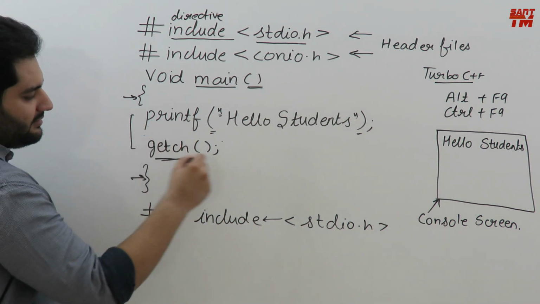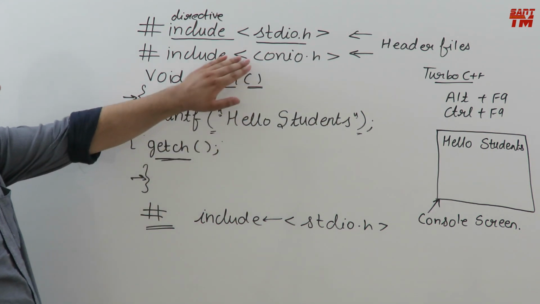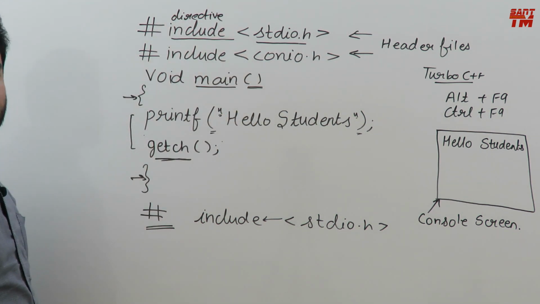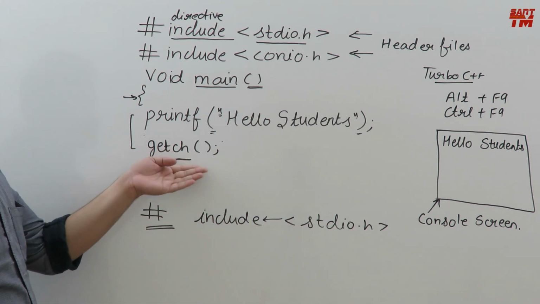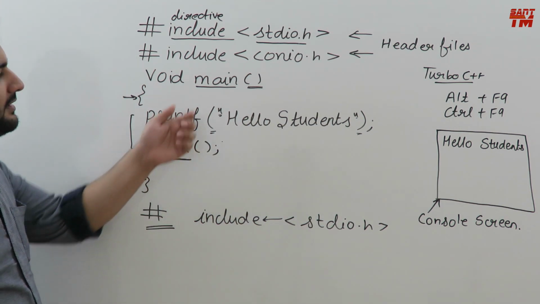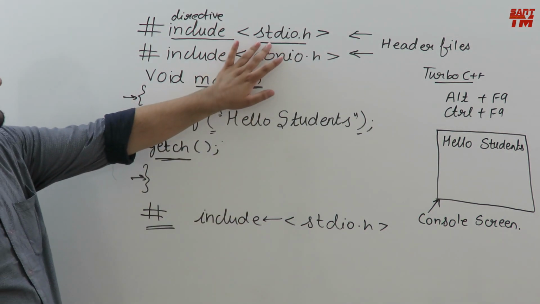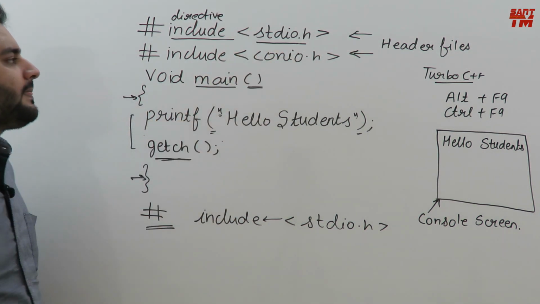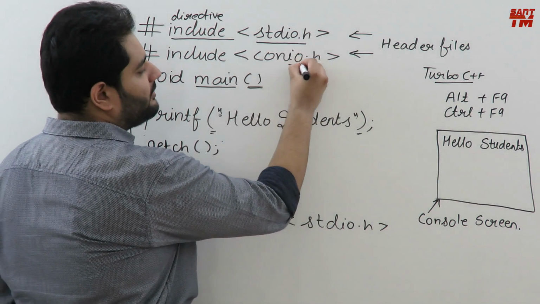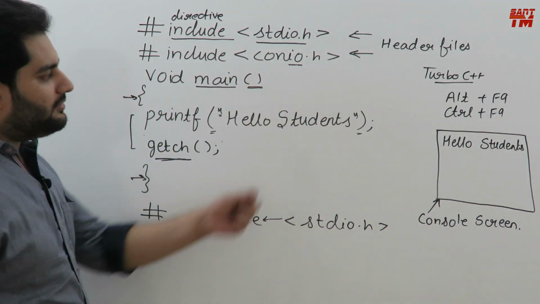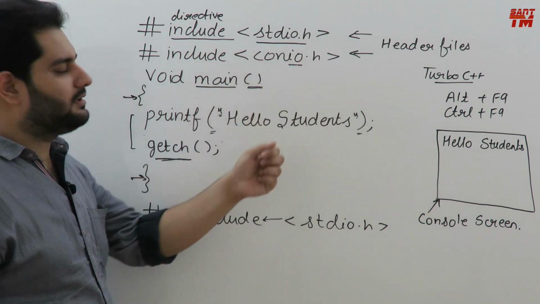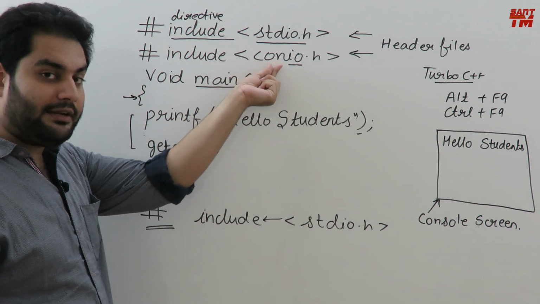Similarly, getch. If I remove conio.h from the program, this getch will not work because the body, the C program of this getch function, is written in the header file conio.h. Now why are their names stdio and conio? See this, IO is present in both of them. IO simply means input output. Conio means console input output.